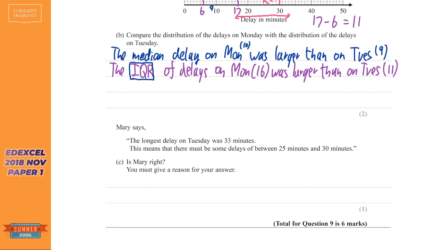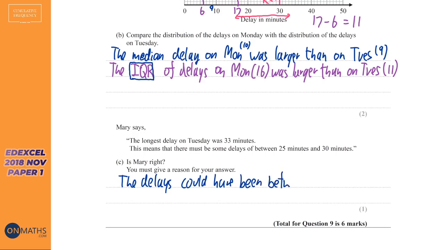And that's all you need to write, is that the delays could have been between 17 and 25, or 30 and 33.